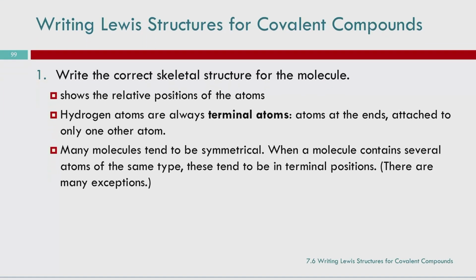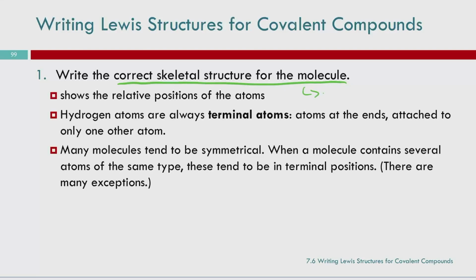So that's all extra fun stuff. So if we are writing Lewis structures, we are often not going to just have 2 atoms, and so we need some rules. So the first thing that we want to do if we're making a Lewis structure for a covalent compound is we want the correct skeletal structure for the molecule. There may be some guessing involved in this.